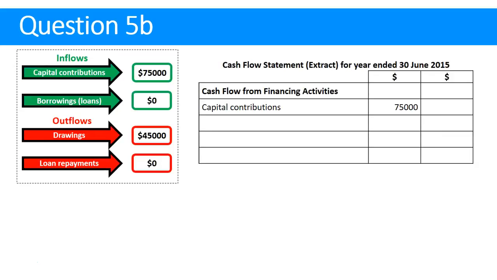So all we can do now is transfer these over and make our report. So we do capital contribution 75, drawings of 45 in brackets to represent a negative, and then we put in a net cash flow from financing of 30,000.